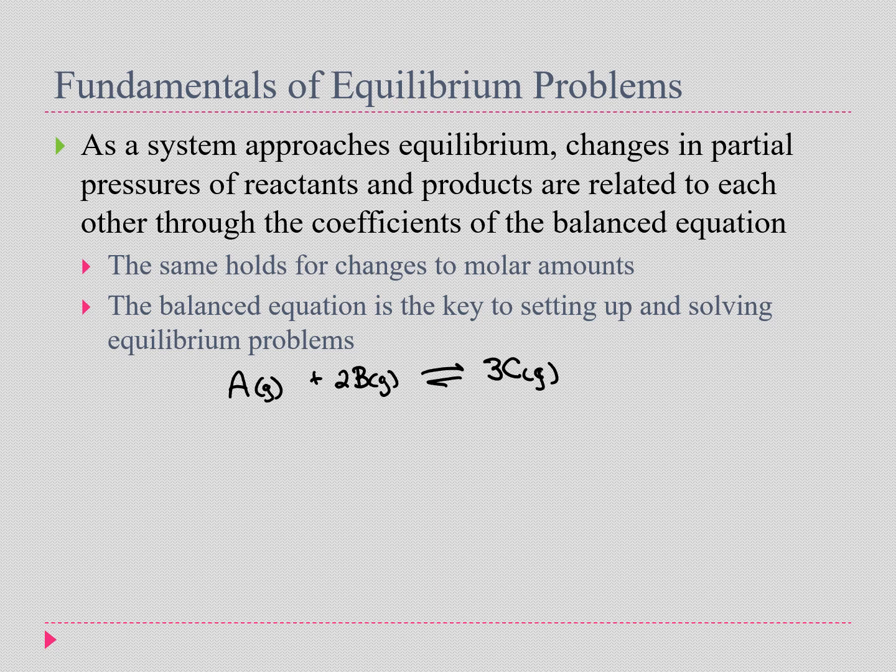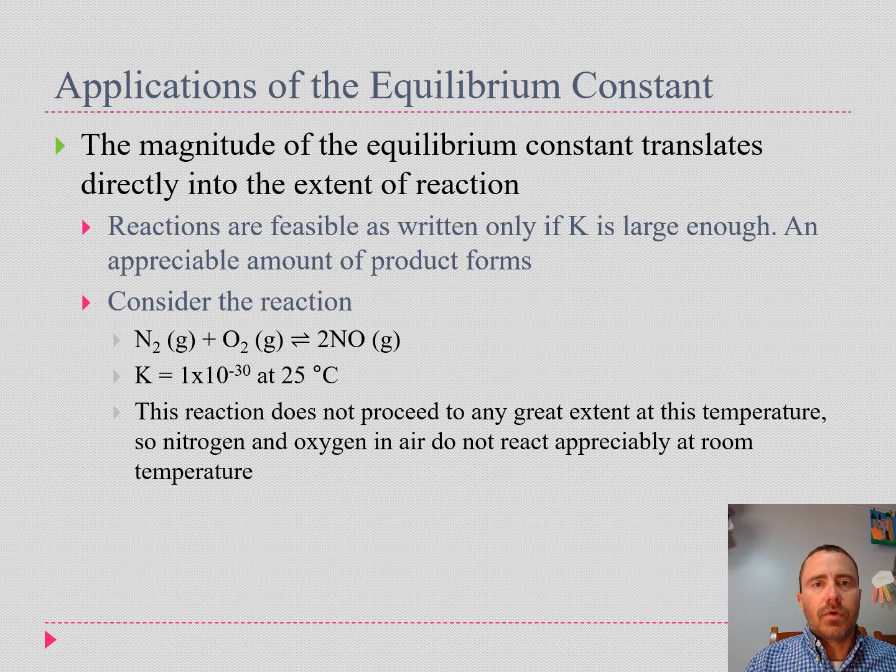All right, now let's turn our attention to what in the world the numbers of our K mean. Do big numbers mean anything? Do small numbers mean anything? So let's look at the magnitude or the size of our equilibria constant and what that's telling us about our reaction. So it says that reactions are feasible only if our K is large enough.